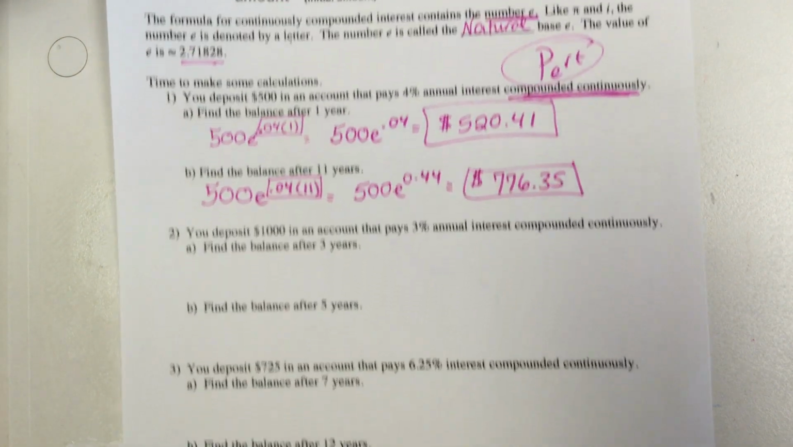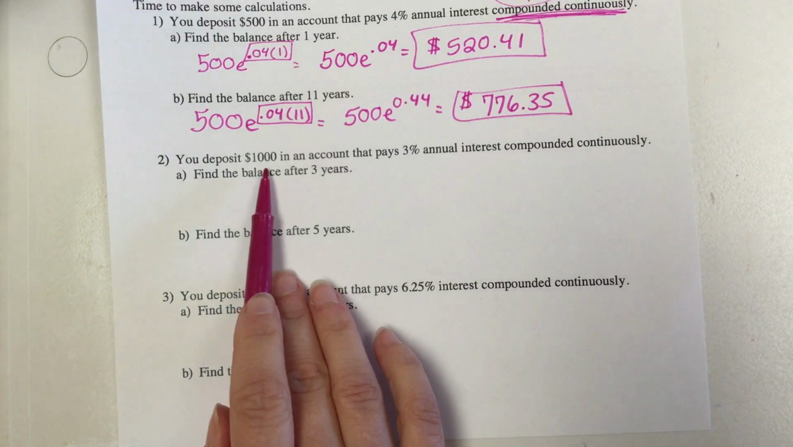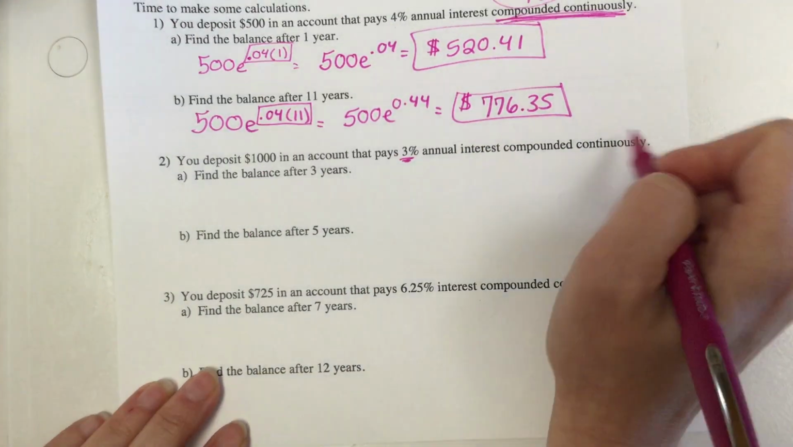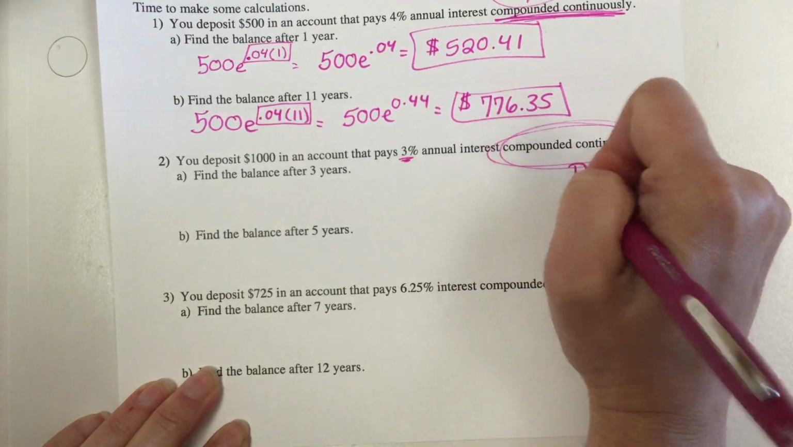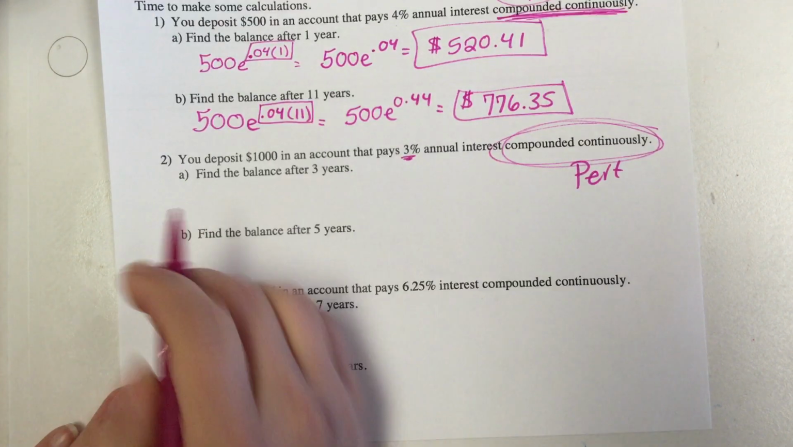Two more examples, and that'll be it for our video today, guys. Let's say you deposit $1,000 into an account. It pays 3% annual interest, compounded continuously. That means it's the PERT formula, okay? Find the balance after 3 years.